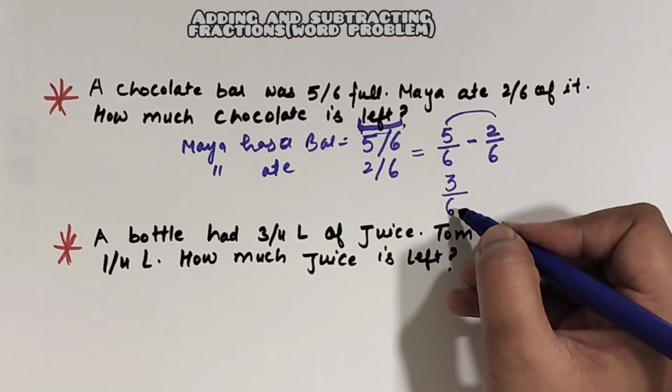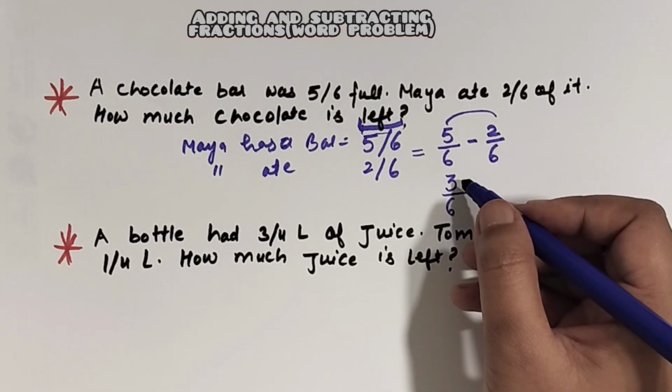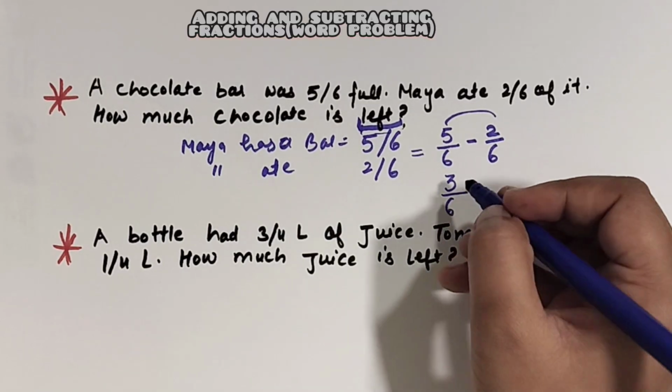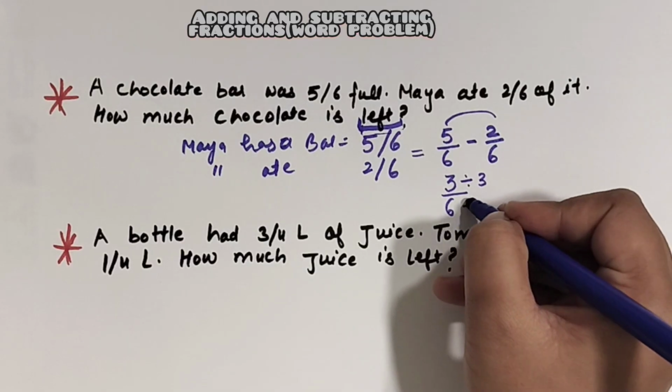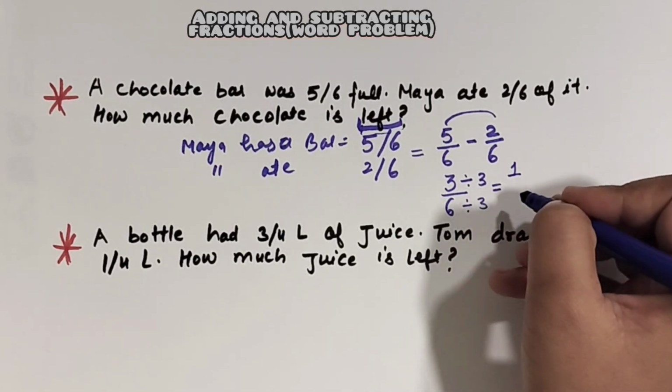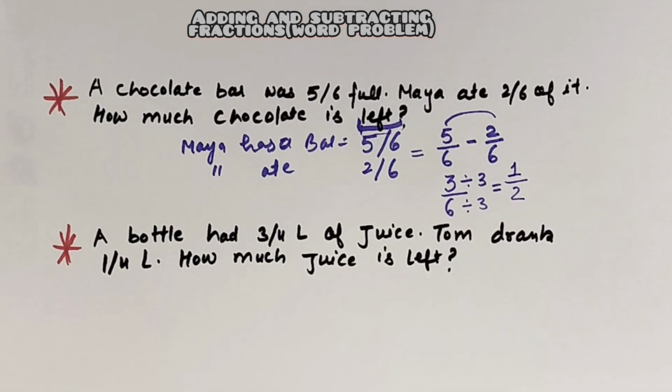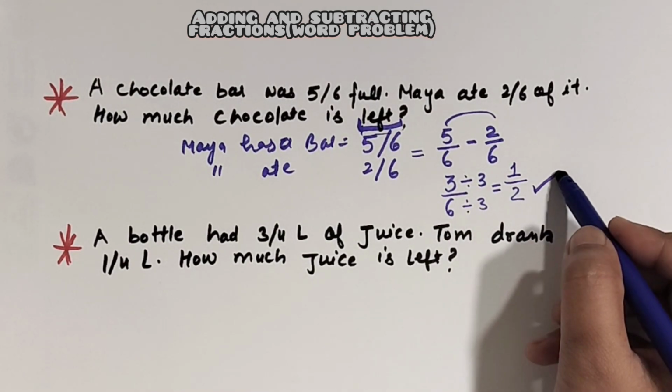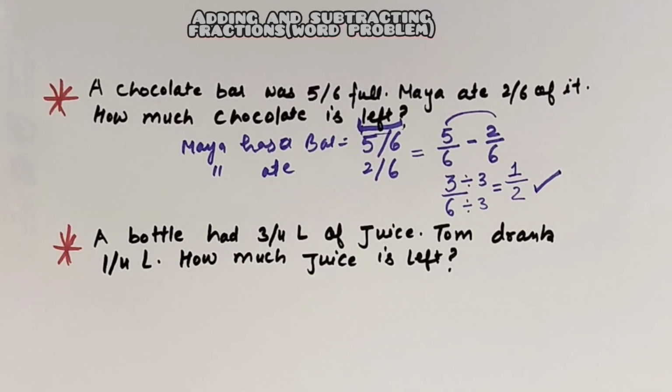Now 3 and 6 have a common factor of 3. So I'm going to divide here with 3. And 3 divided by 3 would be 1 and 6 divided by 3 would be 2. Now you can see that the common factor of 1 and 2 is 1. So we cannot simplify it more. So this is our final answer.